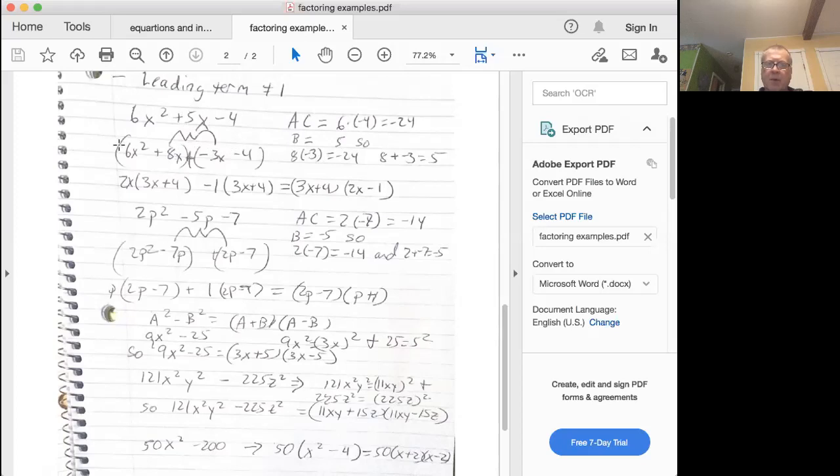Now we do factoring by grouping because we have these four terms. Group the first two together. We can factor out a 2x. That leaves us with 3x plus 4. Now here's a rule of thumb to remember.